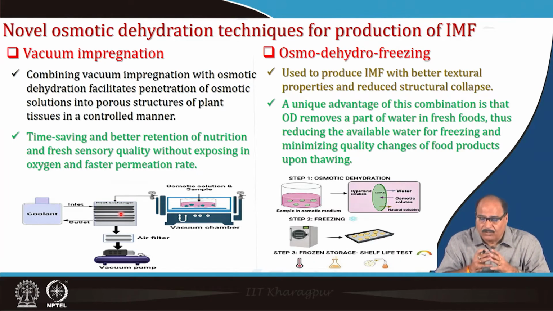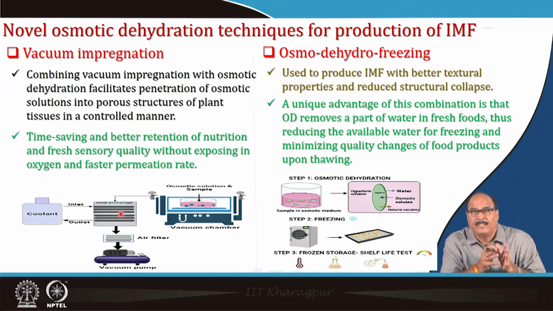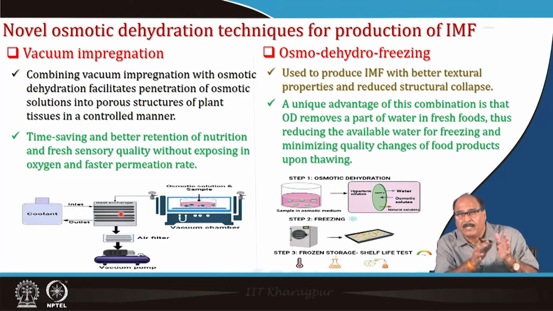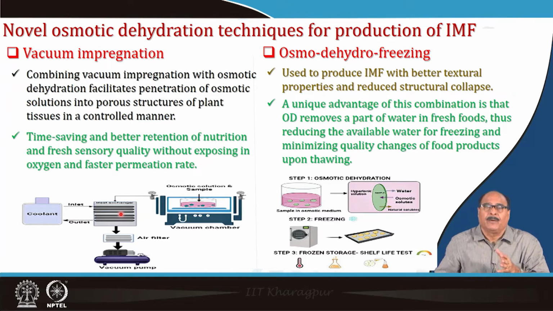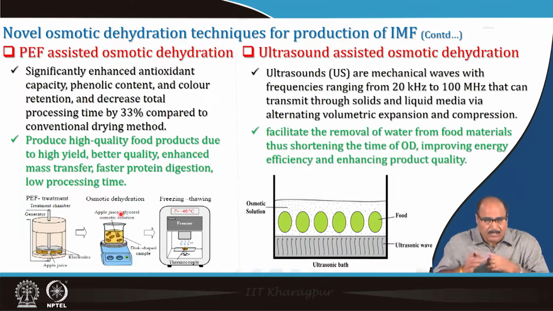Similarly, osmodehydrofreezing, which we also discussed in detail in the earlier class, is used to produce IMF with better textural properties and reduced structural collapse. A unique advantage of this combination is that osmotic dehydration removes part of the water in fresh foods, thus reducing the available water for freezing and minimizing quality changes in fruit products upon thawing. So, that is a better alternative.